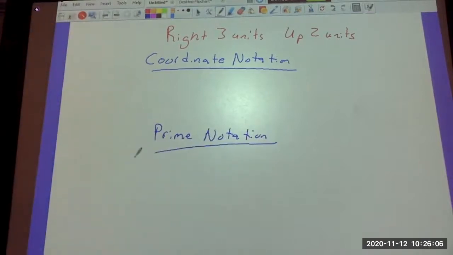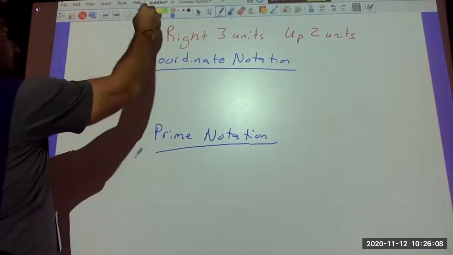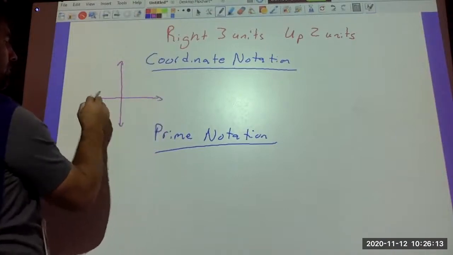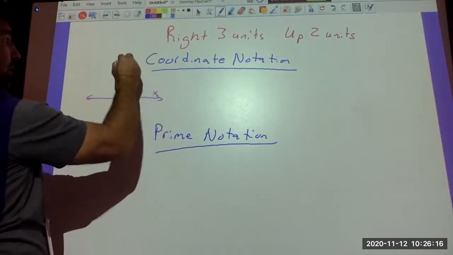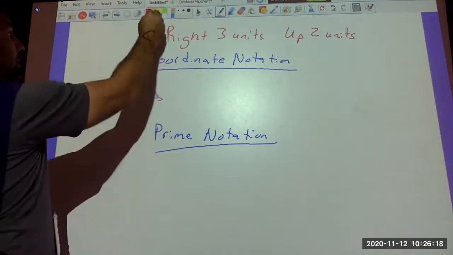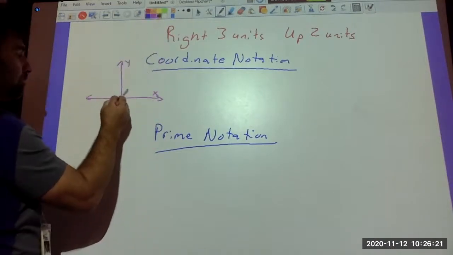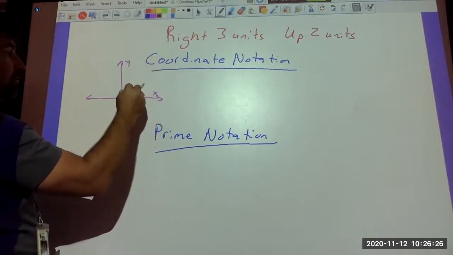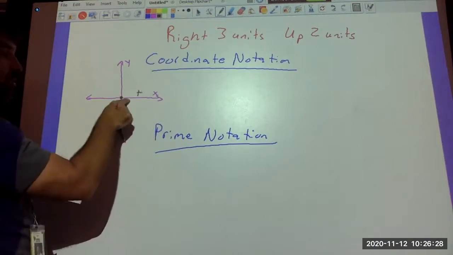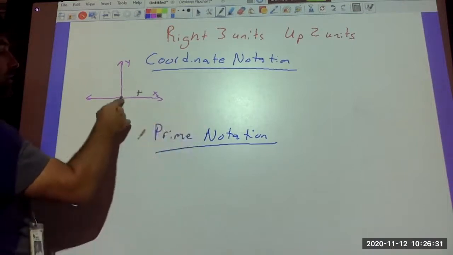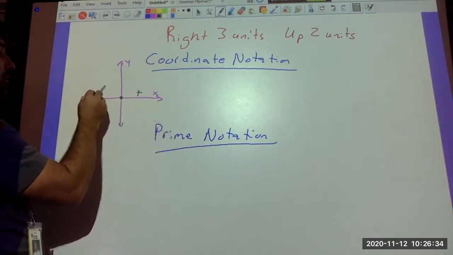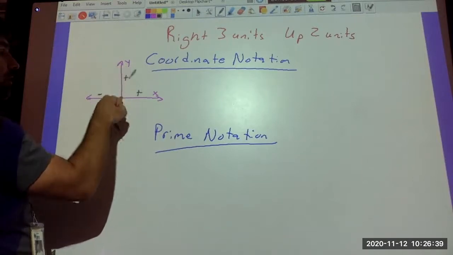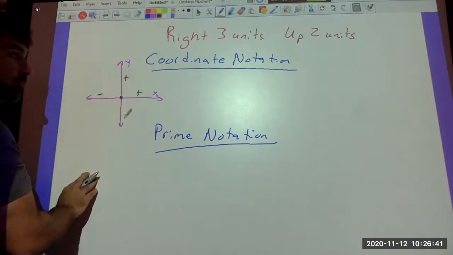All right, coordinate notation is this. If I take my XY axis, this is my X axis, this is my Y axis. If I start from the origin, where they meet, if I go to the right, I'm adding. Positive 1, positive 2, positive 3, I'm adding. If I go to the left on my X-axis, I'm subtracting. Same thing on the Y. So if I go up on the Y, I'm adding. If I go down on the Y, I'm subtracting.